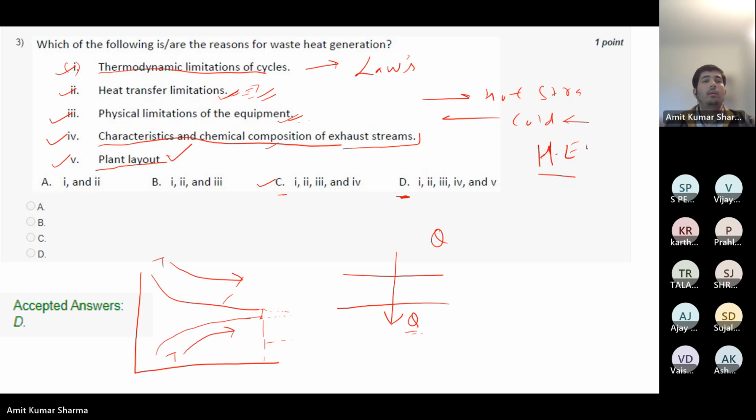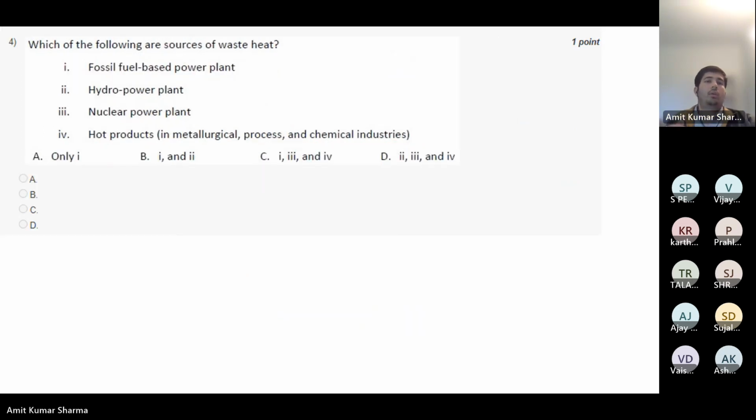Okay. Let's come to the next question. Question number 4 is, which of the following are sources of waste heat? Earlier we discussed the reasons. Now, what are the sources of waste heat? The first one is a fossil fuel based power plant. Second is a hydropower plant. Third, a nuclear power plant. Fourth is hot products in metallurgical processes and chemical industries. Go through all the options. Think about it.